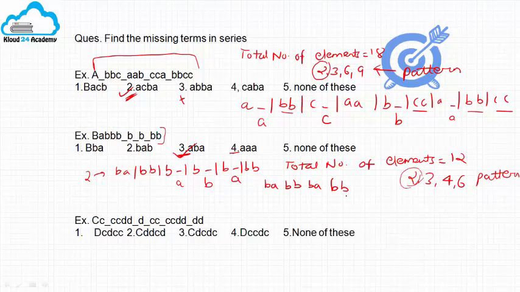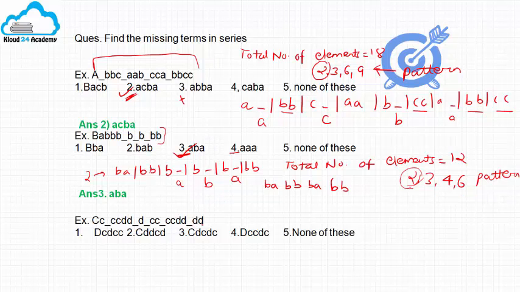It is not necessary that we'll find the pattern by taking 2 alphabets taken together. Like we saw in the first question, we took 3 alphabets at once and then we found the pattern. So this is the answer, ABA. Let's move to next question.